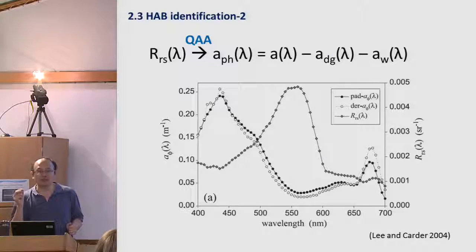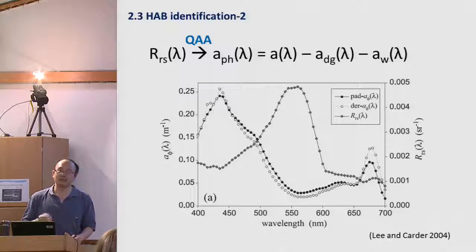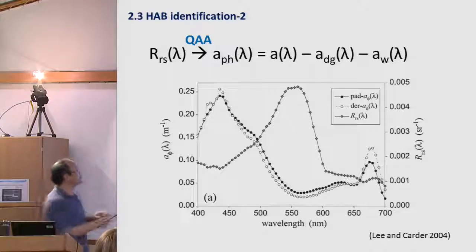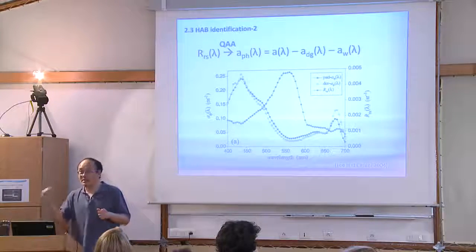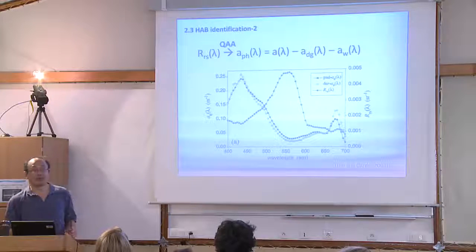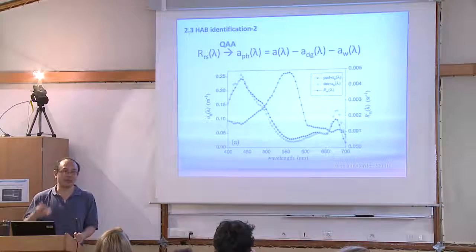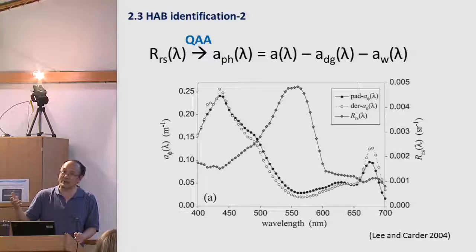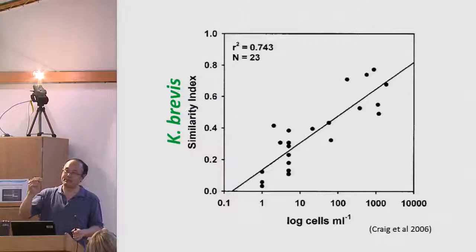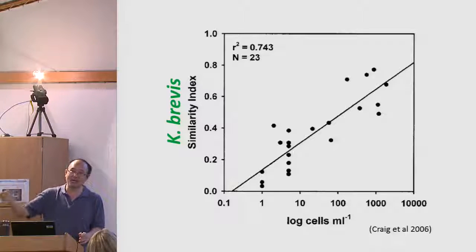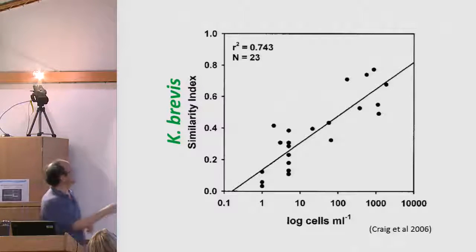From this APH spectrum, normally people can do second or fourth derivatives. Use derivatives to enhance these wiggles. These wiggles represent the contribution of pigments. So people have tried to use either second derivatives or fourth derivatives. Here's the fourth derivative. Basically, after you get the APH spectral shape, then you do the fourth derivative, and use that fourth derivative to relate to cell counts.